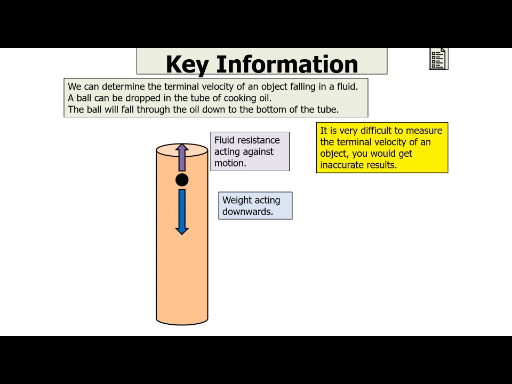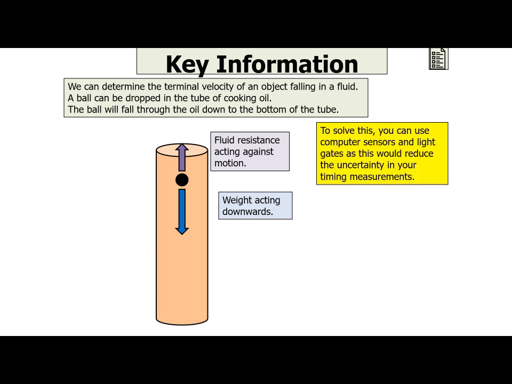Now it is very difficult to measure the terminal velocity of an object, so this experiment would get inaccurate results. It's very difficult to measure when the object would have actually obtained terminal velocity, as it's difficult to measure the timings of an object falling as it occurs very quickly. To solve this, you can use computer sensors and light gates, as this would reduce your uncertainty in your time and measurements, as it would mean that the random error produced would be smaller.